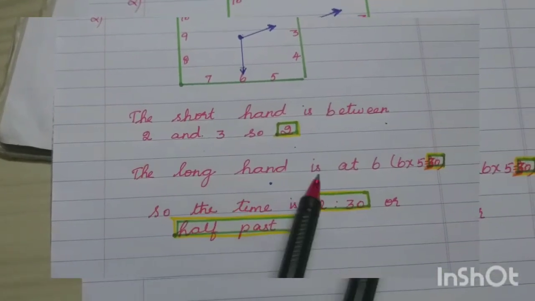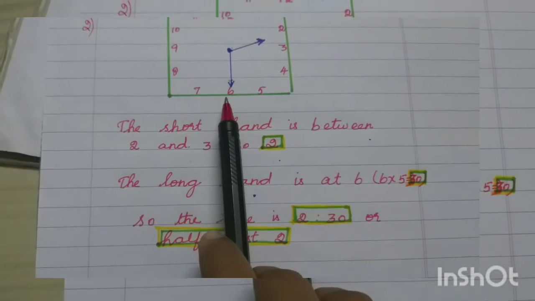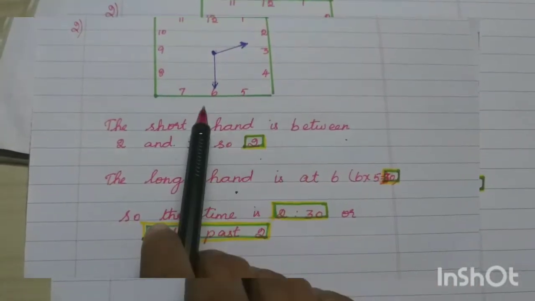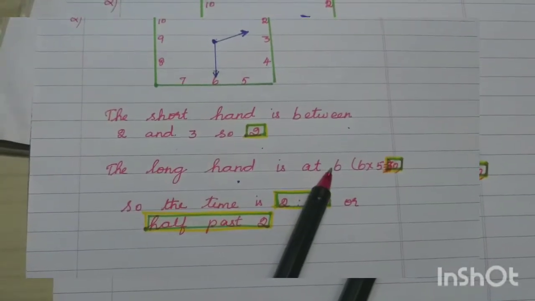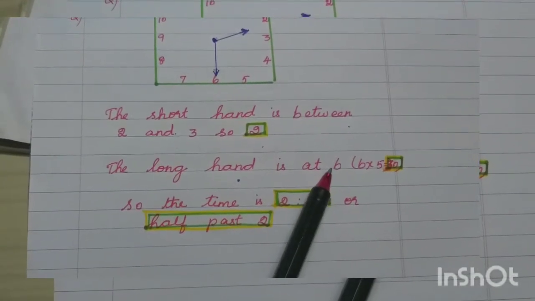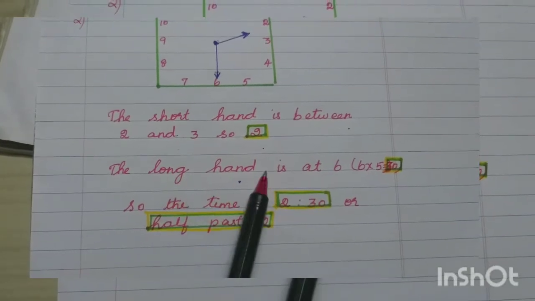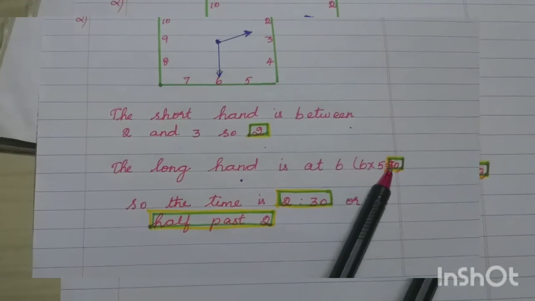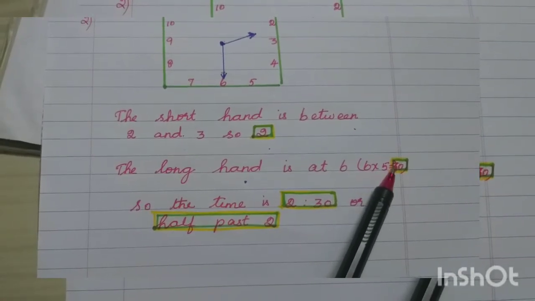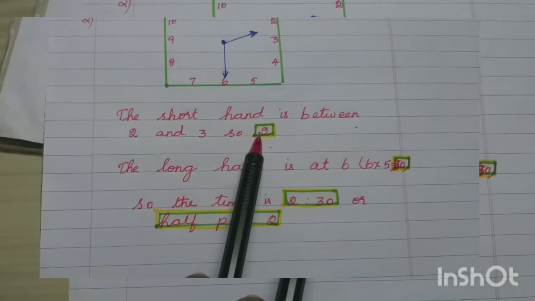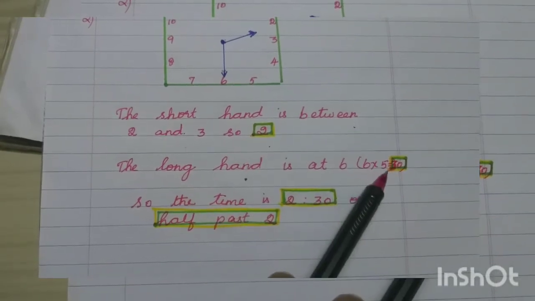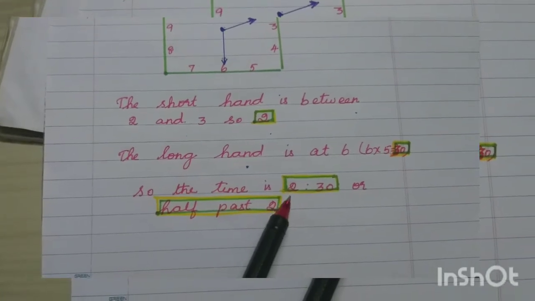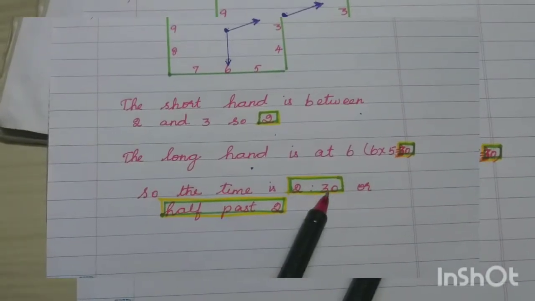The long hand is at 6. And 6 means 6 into 5, because each number has 5 minutes. So we should multiply by 5. The long hand is at 6, you should multiply with 5, and 6 into 5 means 30. So already we got the 2, and second we found the 30. You should write the short hand first, 2, and after that the long hand time, that is 30.